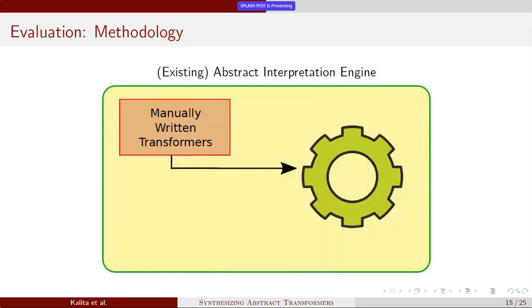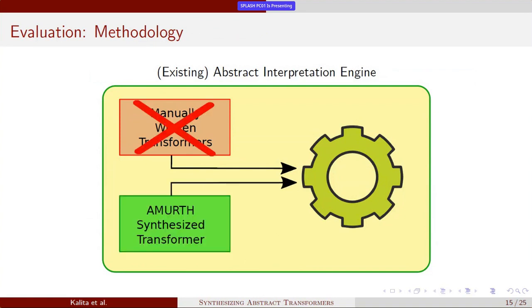Okay, fine. Now, how do we evaluate whether the transformers we have synthesized are worth it or not? So, what if we take an existing abstract interpretation engine? Since it's an abstract interpretation engine, it will have some manually written transformers. So we take it and we remove them. And what we did is we plug in our synthesized transformers by AMURTH.